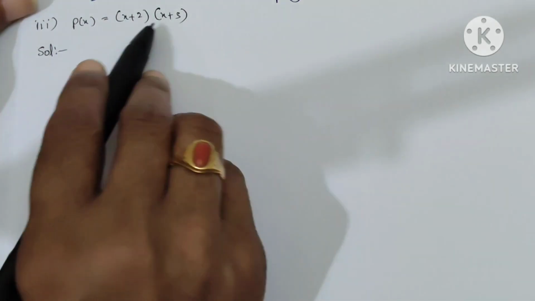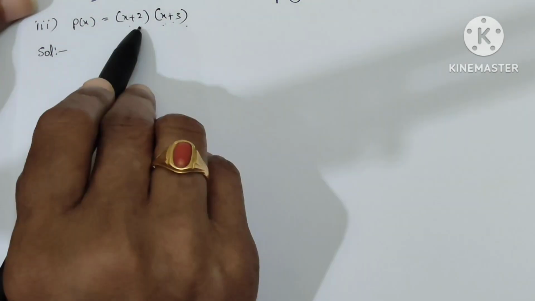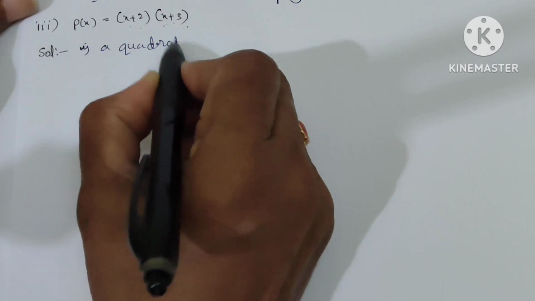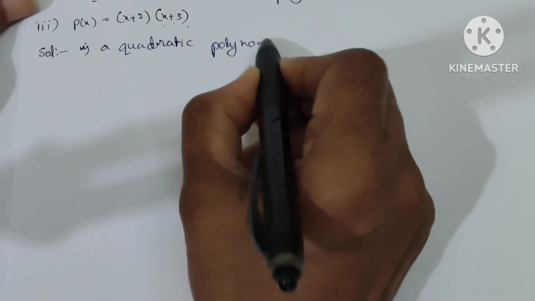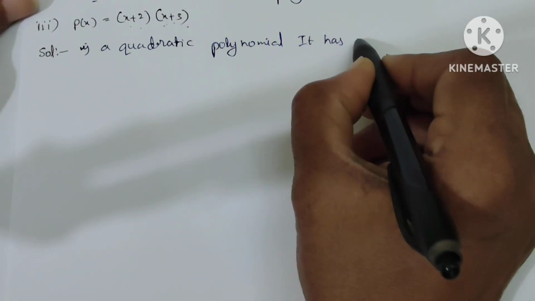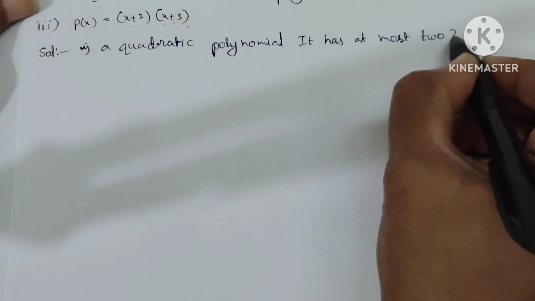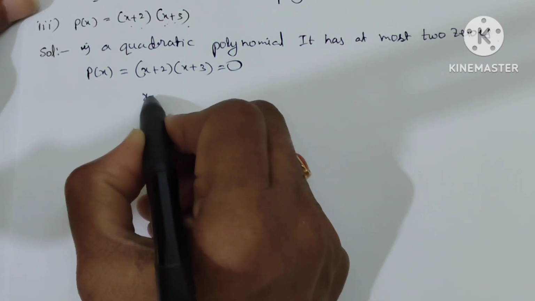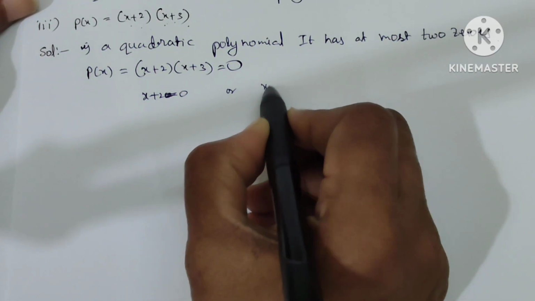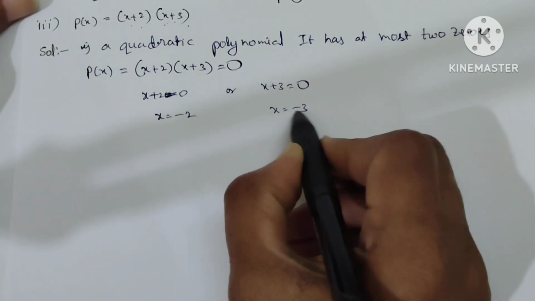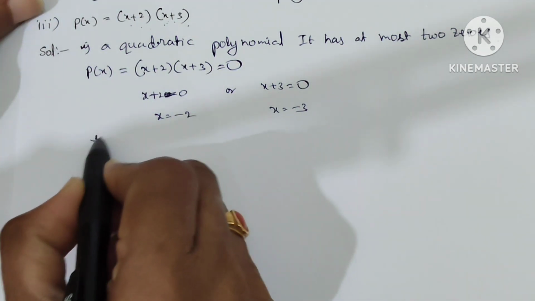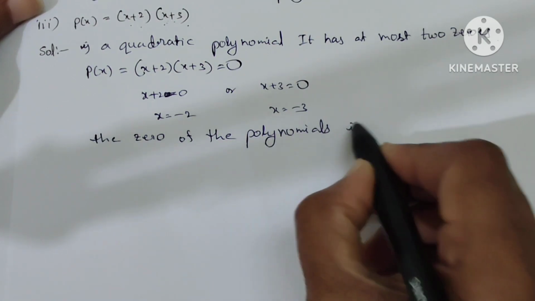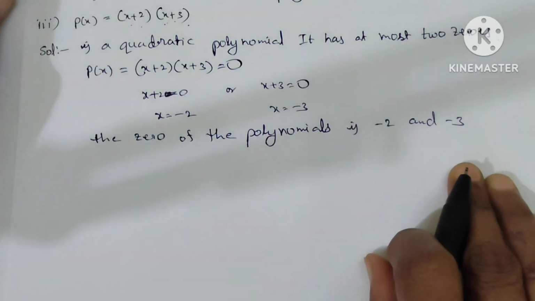Next, the third one: p of x equal to (x plus 2)(x plus 3). Here two factors are there, so x into x gives x square, a quadratic polynomial. So it has at most two zeros. Setting p of x equal to 0 means x plus 2 equal to 0 or x plus 3 equal to 0, so x equal to minus 2, x equal to minus 3. These two are the zeros of this polynomial. So the zeros of the polynomial are minus 2 and minus 3. So this is the third one's solution.